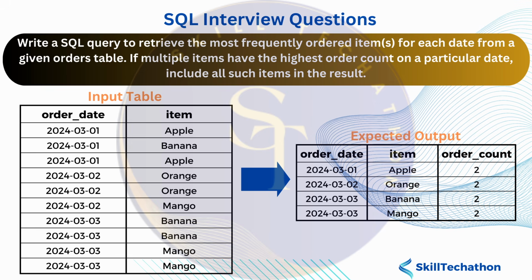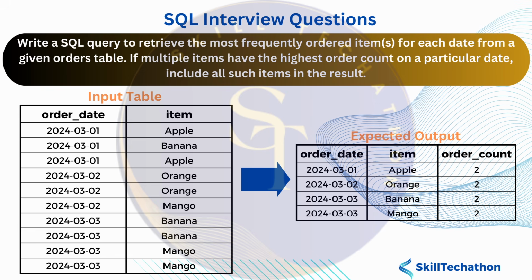Then on 3rd March, we have banana, order count 2. Then again on 3rd March, we have mango, order count 2. So on 3rd March, we have banana, the order is twice. Then mango, the order is twice. If we go back to the question, it was mentioned that if we have multiple items which have the highest order count on the same particular date, then we need to include all the items. So on the same date, we have banana and mango with the same order count. That's why we are including banana and mango as well.